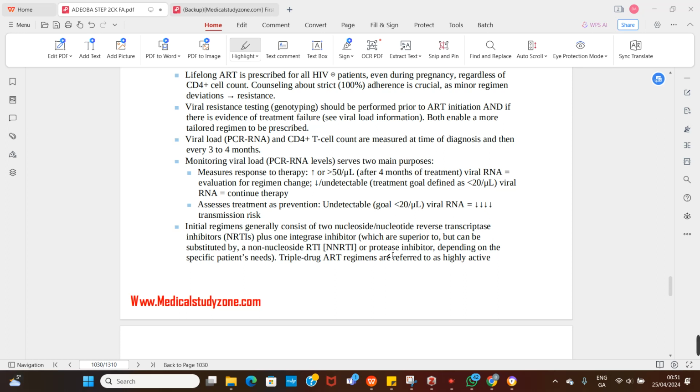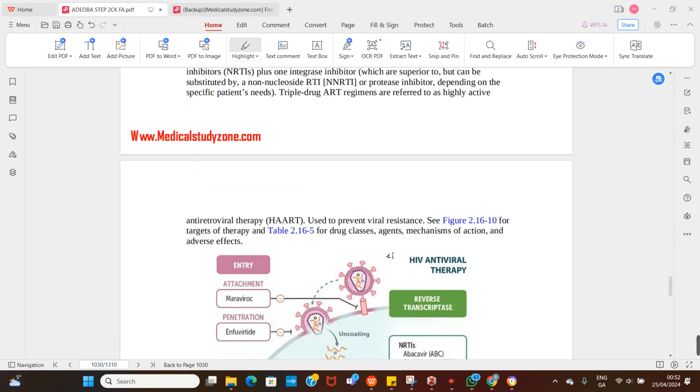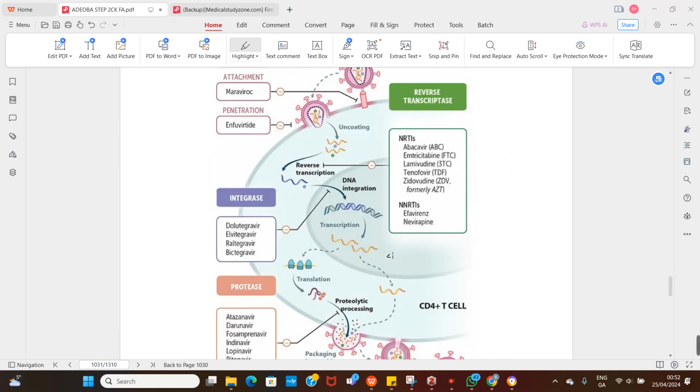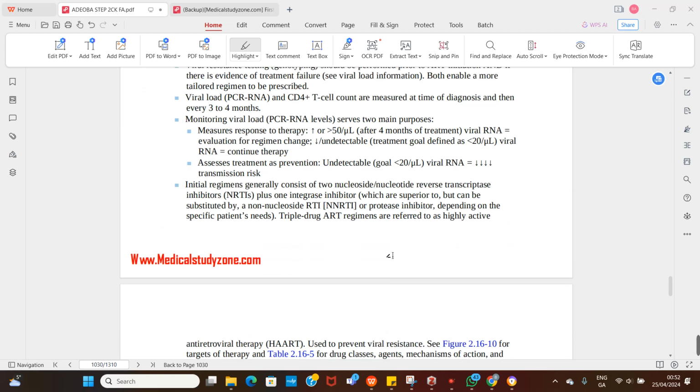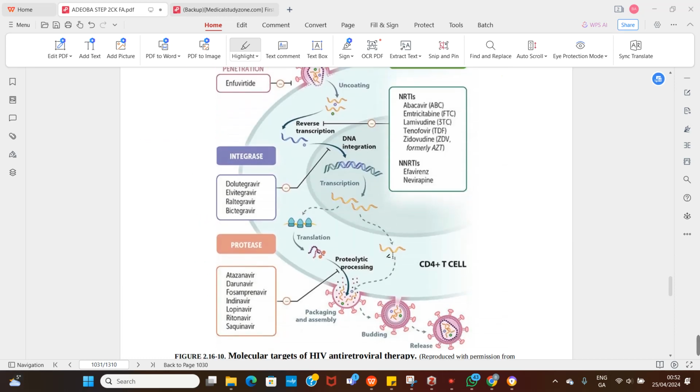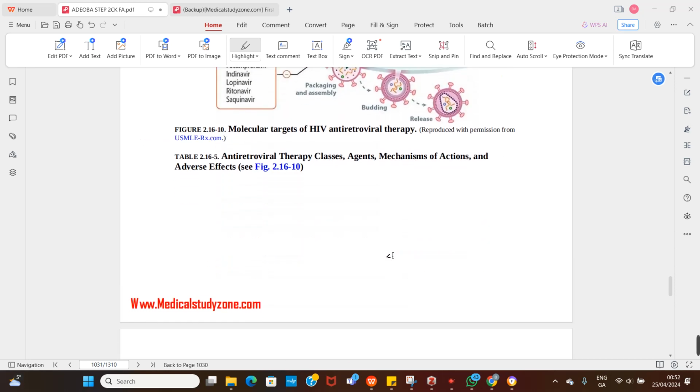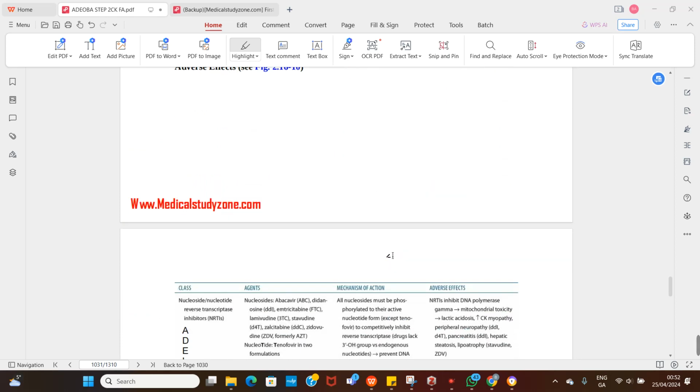In some situations, you might want to substitute the integrase inhibitor with either a protease inhibitor or a non-nucleoside reverse transcriptase inhibitor. We are going to look at those drugs shortly. And the reason why we are doing that is just to eliminate the risk of viral resistance. So that's why we are combining drugs of different classes, so you don't have cases of HIV virus being resistant to the antiretroviral therapy.